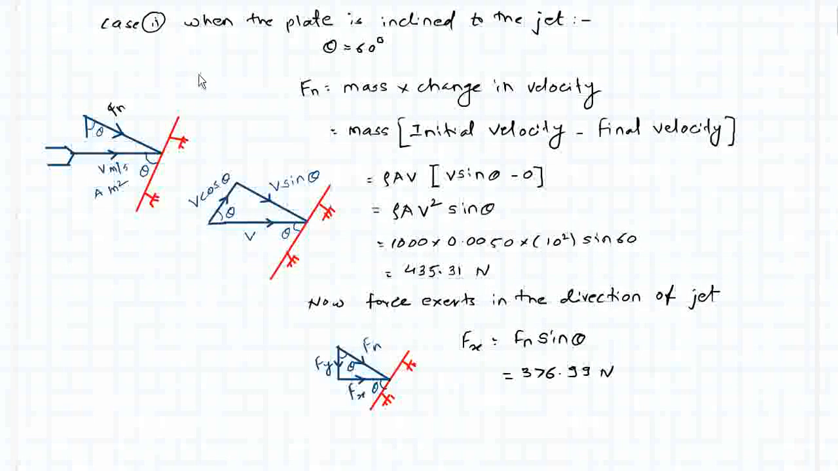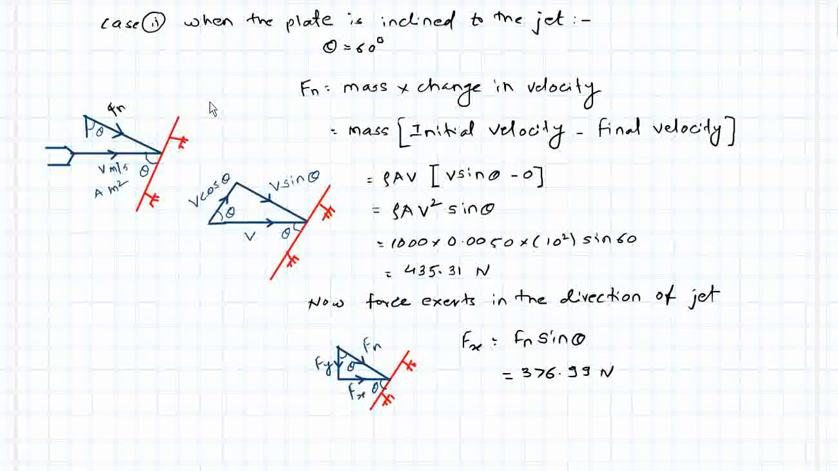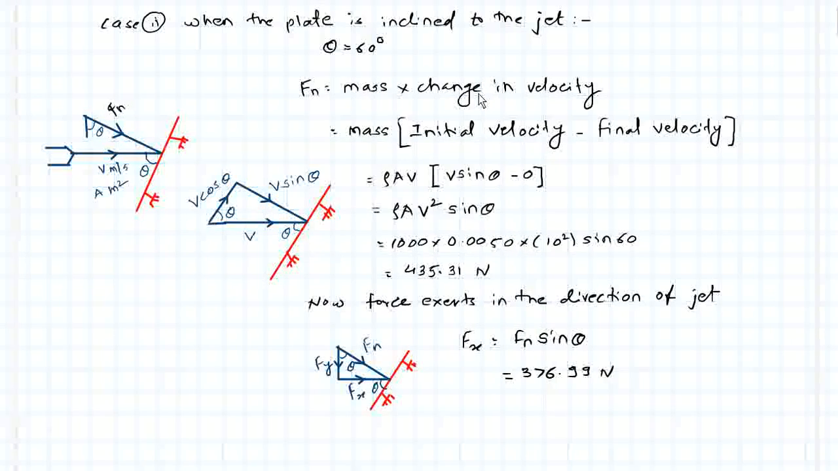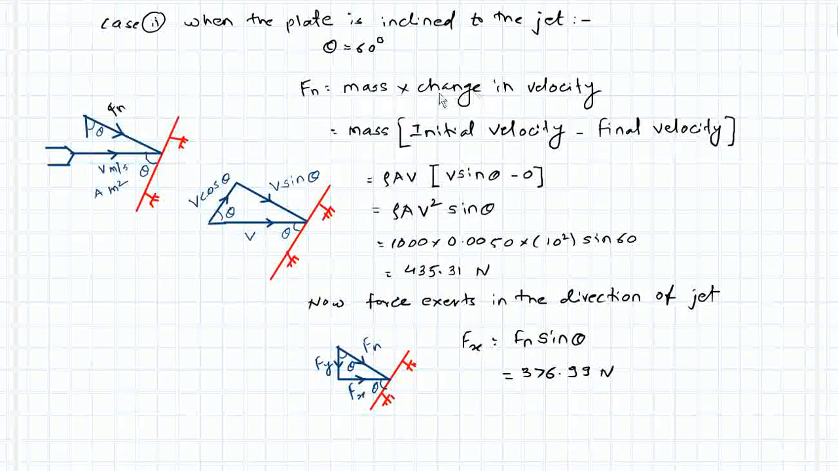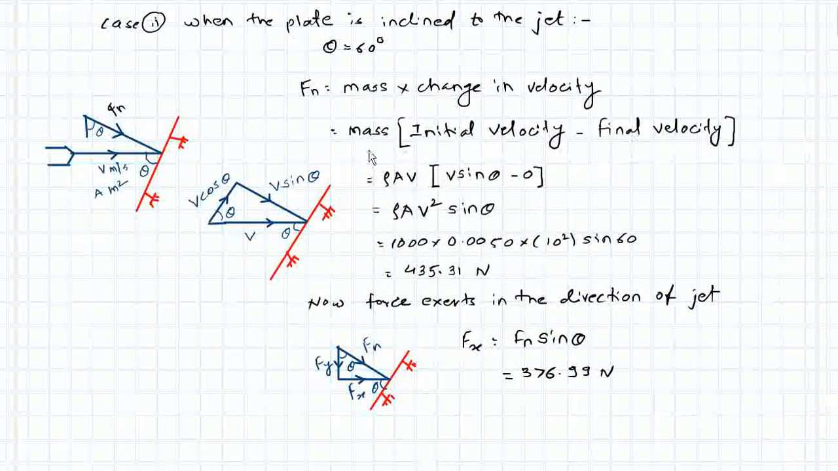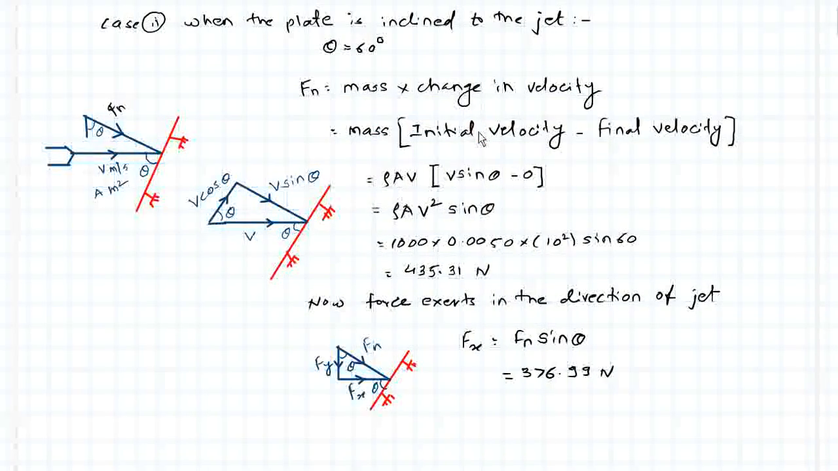Case number 2, when the plate is inclined to the jet at 60 degree. When the plate is inclined to the jet, this will be our jet on which the plate is inclined at an angle theta, which is nothing but theta is equal to 60 degree. So again using the impulse momentum principle, we can say Fn is equal to mass into change in velocity. So change in velocity is nothing but initial velocity minus final velocity. So mass rho a v, initial velocity, the force exerted in a normal direction.